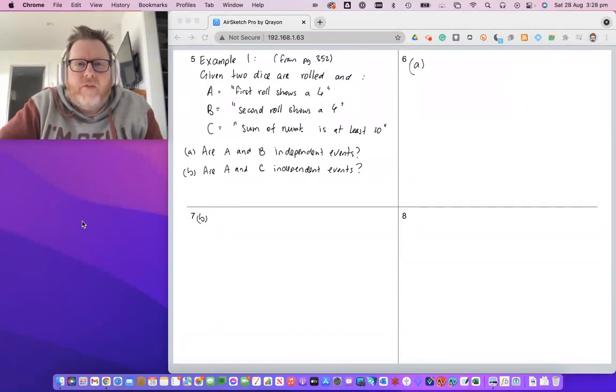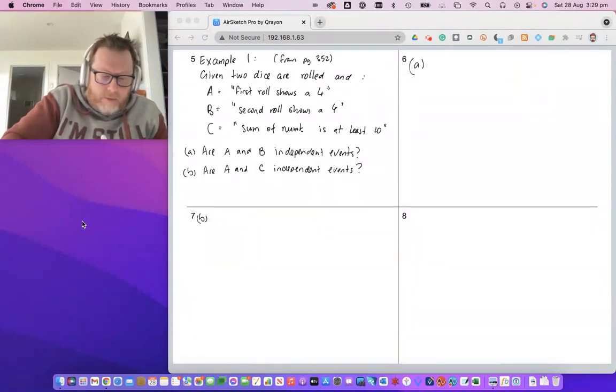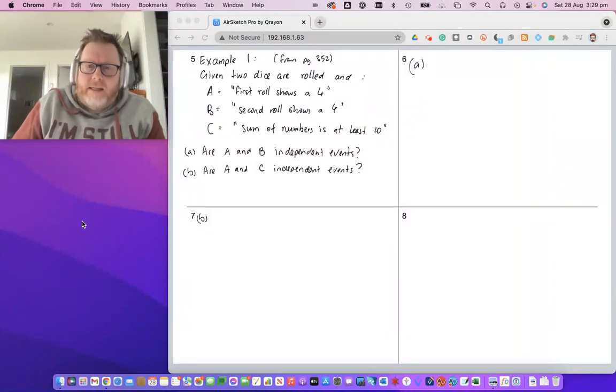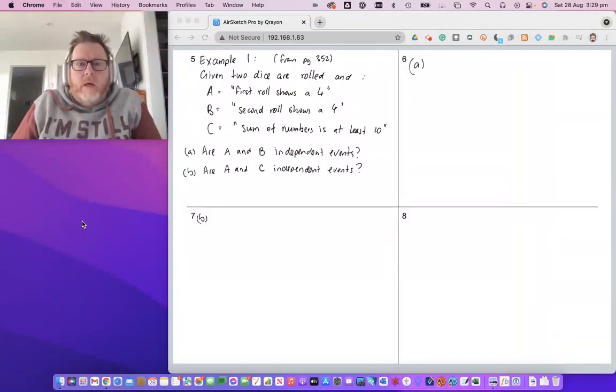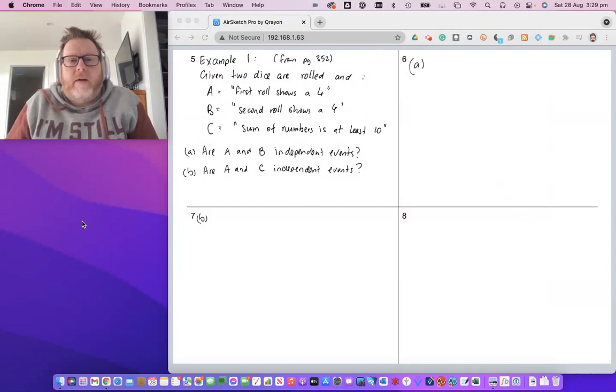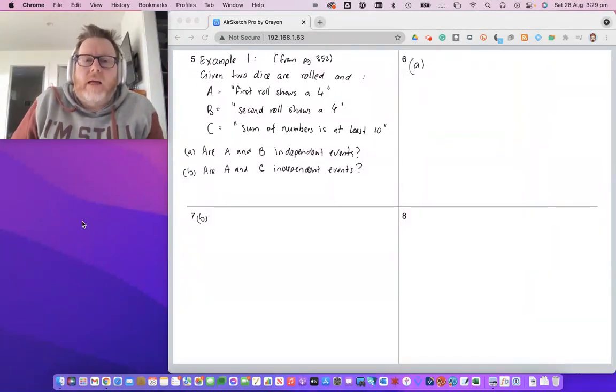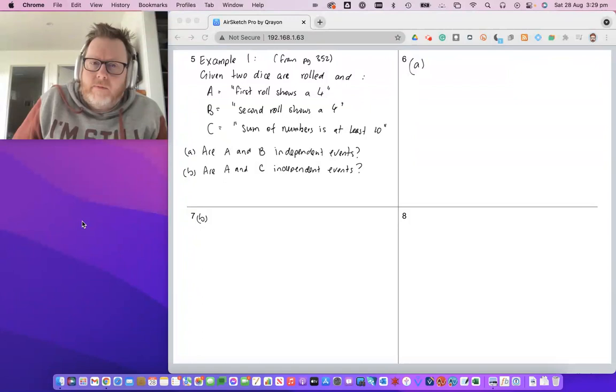Event A is that the first roll shows a 4, and event B is that the second die roll shows a 4, and C is the sum of numbers. Got a bit of an erase there in the middle, sorry. The sum of numbers is at least 10 from the 2 die rolls. And the 2 questions are as follows: are A and B independent events, and are A and C independent events?